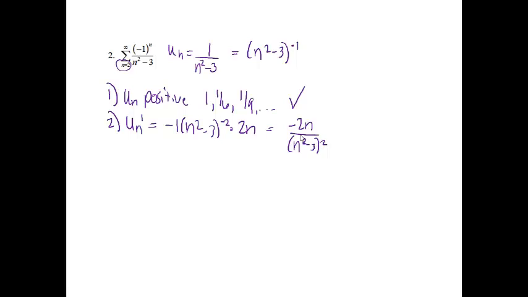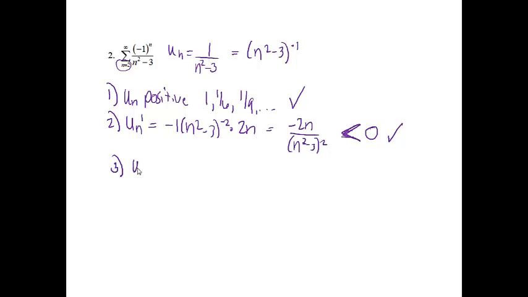And I know that the denominator, since I'm squaring it, will always be positive. Since n is always going to be 2 or bigger, that will be a positive answer, so I'll always get a negative answer for my derivative. So I will say that this will be less than 0, so that part is checked.